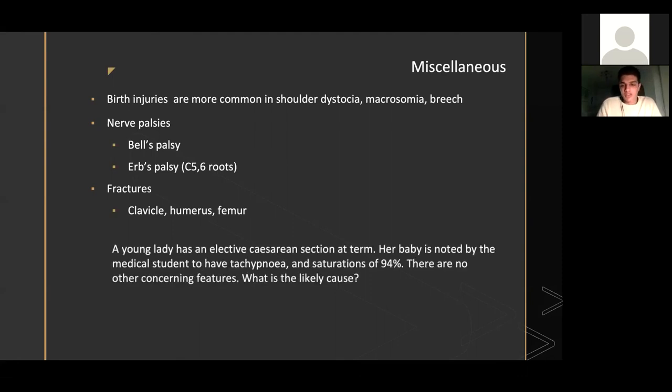Now, my final question for today, just a quick grab-it-and-go kind of question. Young lady has an elective C-section at term. You're the medical student. You're very sharp. You know all your normal ranges. And you look at the baby, he's breathing a bit hard. And you think the baby's got tachypnea, right? Respiratory rate, let's say, like 60. And they're saturating at 94, and the sats probe's not hanging on properly. There's nothing else that concerns you. And you turn to your consultant and you say, well, I think this baby might have X. So put in chat, what do you think is the most likely diagnosis in this situation?